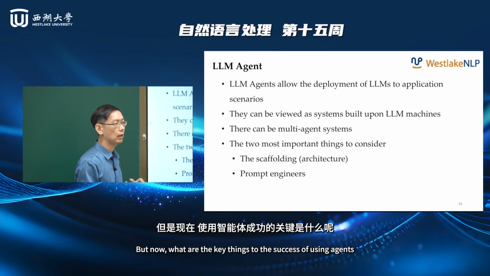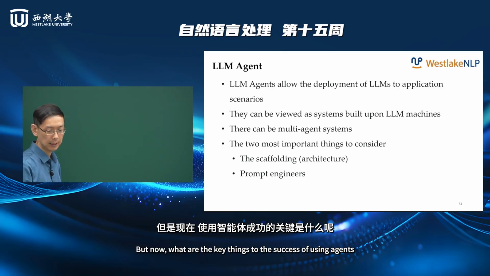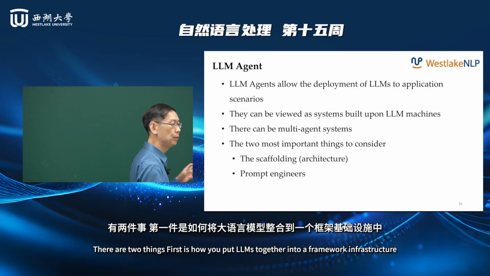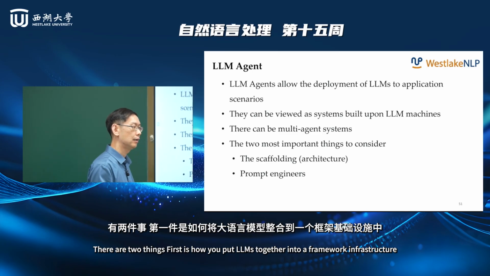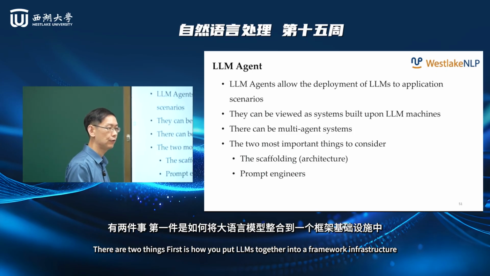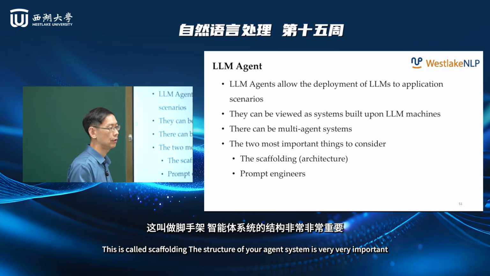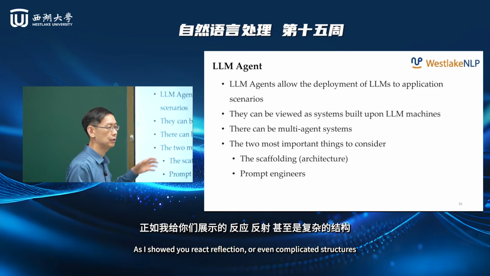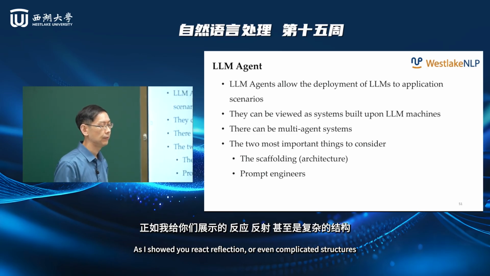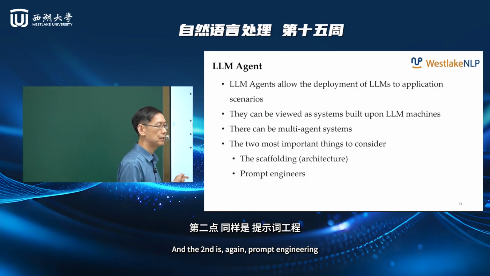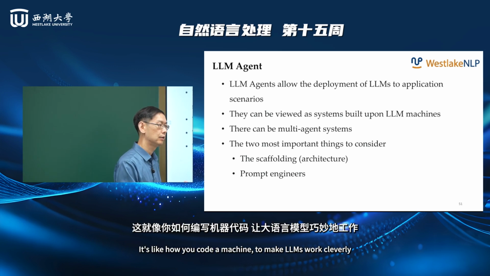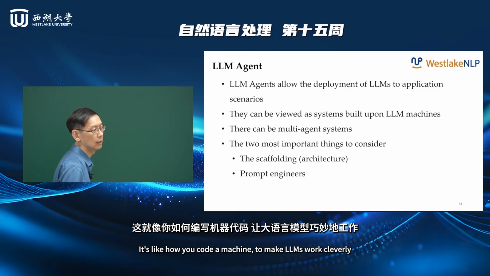But now, what are the key things to the success of using agents? There are two things. First is how do you put LLMs together into a framework, infrastructure. This is called scaffolding. The structure of your agent system is very, very important. As I showed you, ReAct, reflection, or even complicated structures. The second is, again, prompt engineering. How do you tune your prompt? It's like how do you code a machine to make LLMs work cleverly.